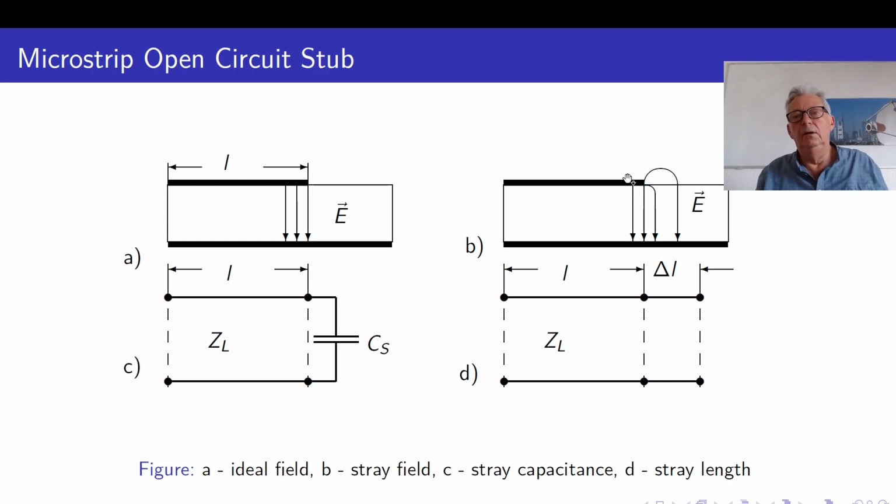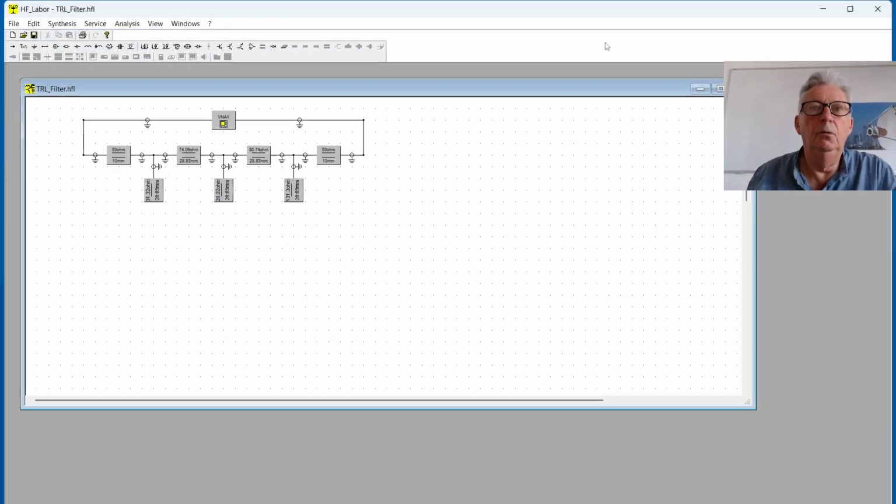So if we realize an open circuit stub, we must account for this stray length, and this we will do now. So we can go on now in the design of our microstrip low-pass filter. Here we have the filter with the transmission lines, and the transmission lines are defined by their characteristic impedance and by their physical length, and the physical length is 1/8 of the wavelength at the cutoff frequency.